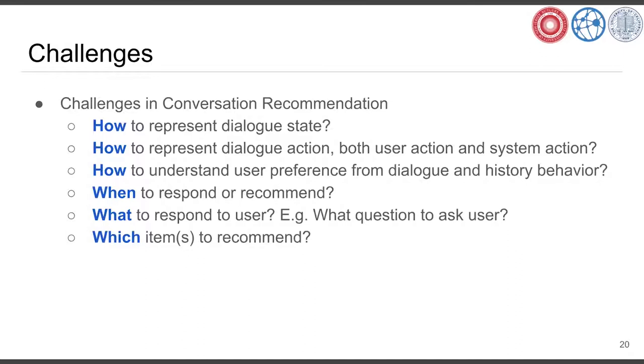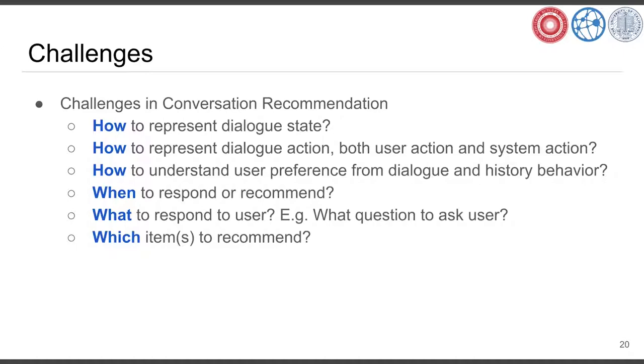So once you know the problem definition of this conversational recommender system, what are the challenges? Here we list several challenges. First thing is, how can we represent the dialogue state and dialogue action? Here, the dialogue state means, for example, you have some dialogue history, what keywords you have extracted from the information, or whether it is a good time to recommend or to do some other actions. So this keeps the dialogue state.